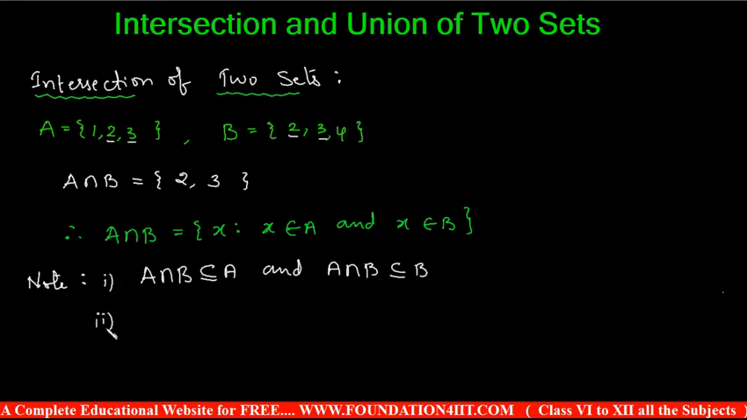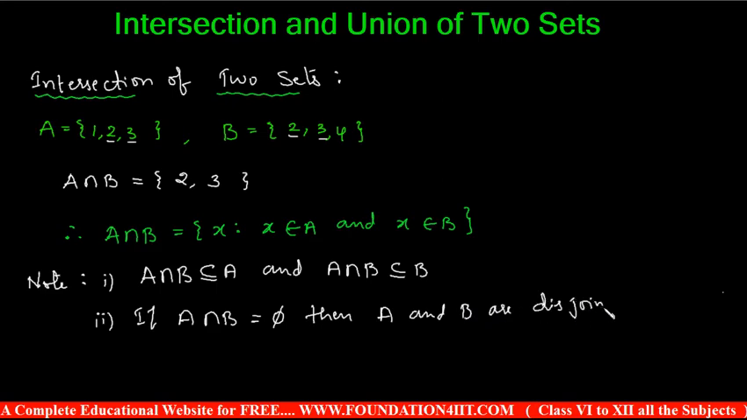And one more: in case A intersection B is equal to null, that means A and B have no common element. Then we know that A and B are disjoint sets, as we discussed previously. If A and B are disjoint, then A intersection B is null because there is no common element.